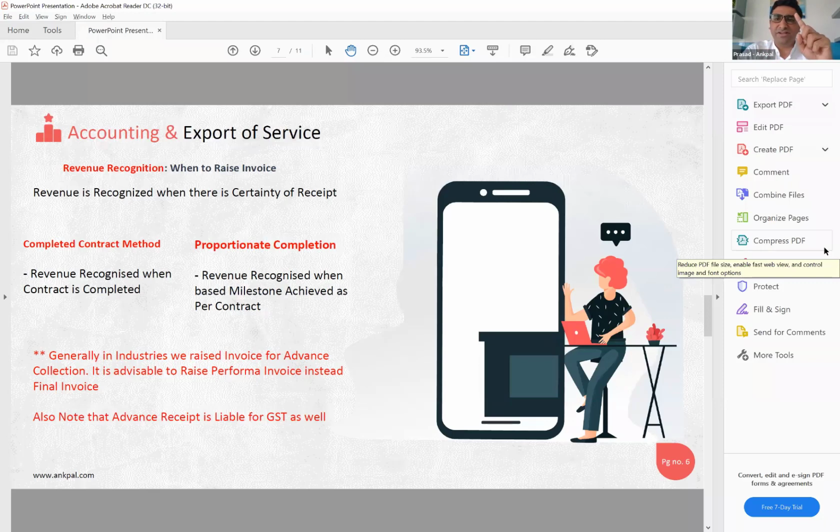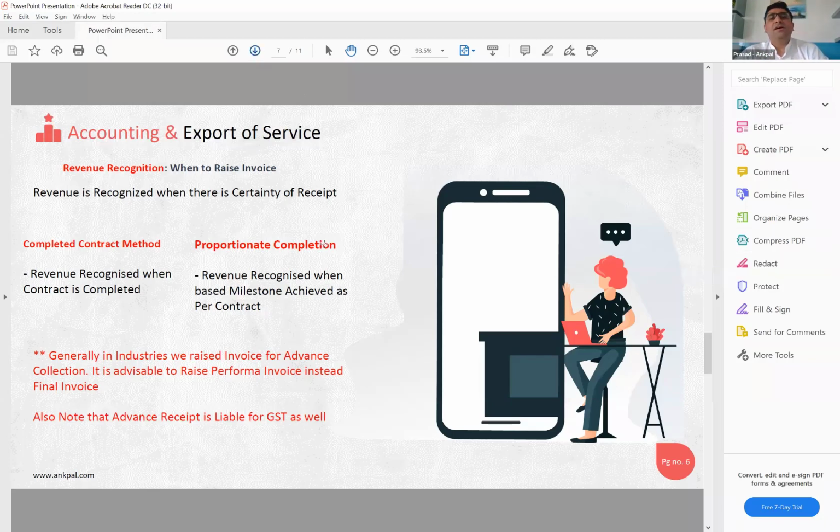So GST will be discharged in two manners. One, when you receive the advance. Second, on the part which you are going to receive after the raising of the final invoice. So this is the accounting part of how to calculate and when to raise the invoices.